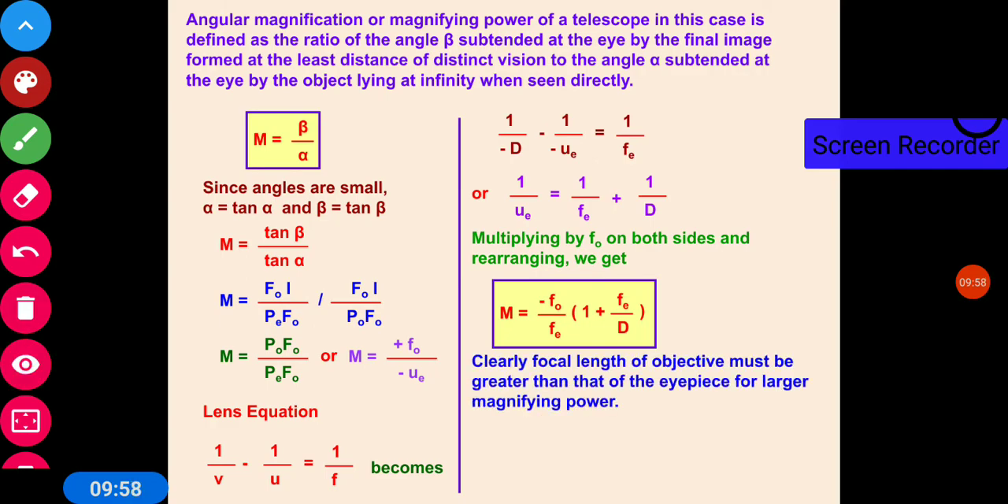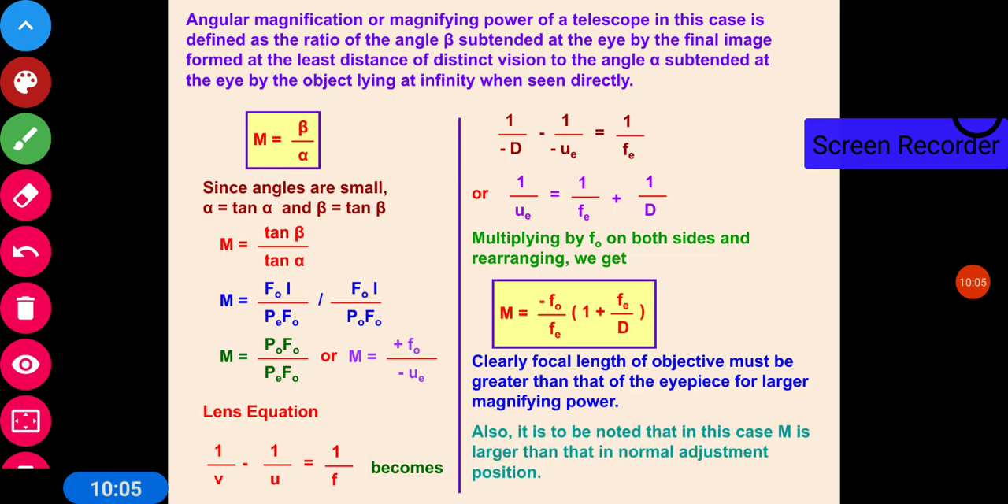That is, the focal length of the objective must be greater than that of the eyepiece for larger magnifying power. Also, it is to be noted that in this case m is larger than that in normal adjustment position. In normal adjustment position, the value of m was simply minus FO upon FE, but here it is multiplied by another term. So we can say that the magnification is more in case of least distance of distinct vision than in the case of normal adjustment. Whenever the word normal adjustment is used, it means the final image is formed at infinity.